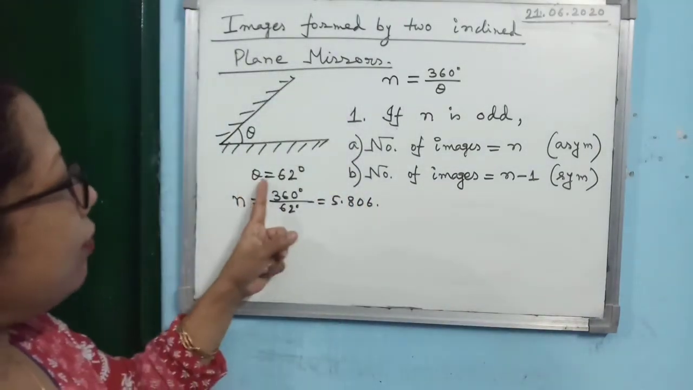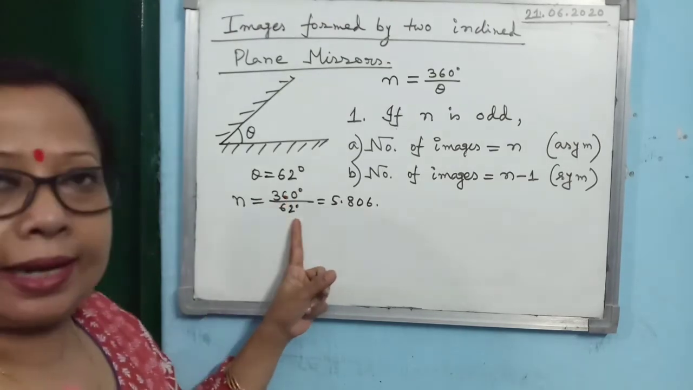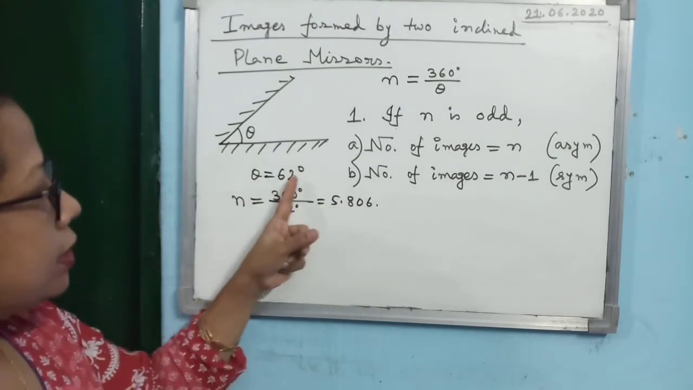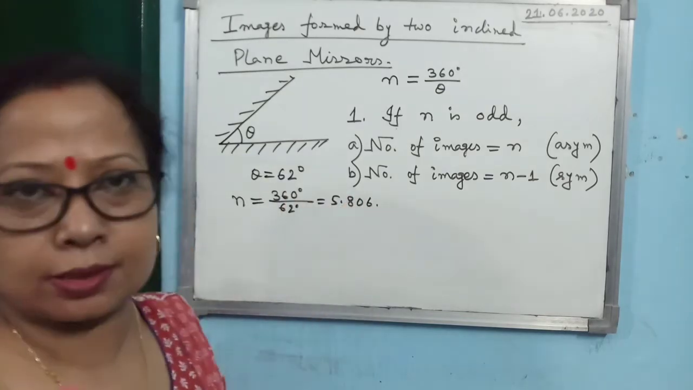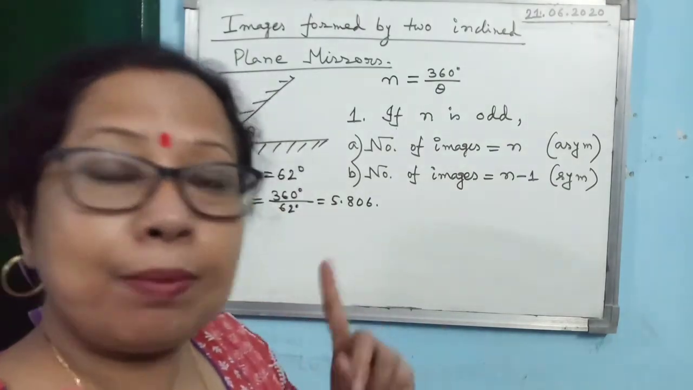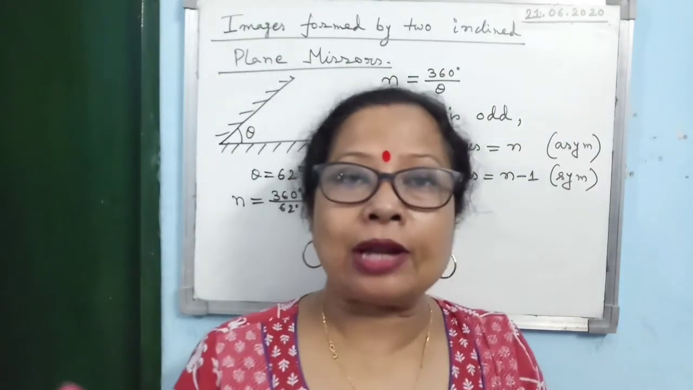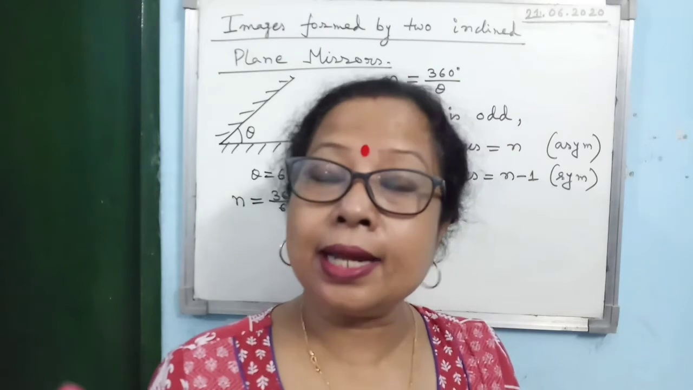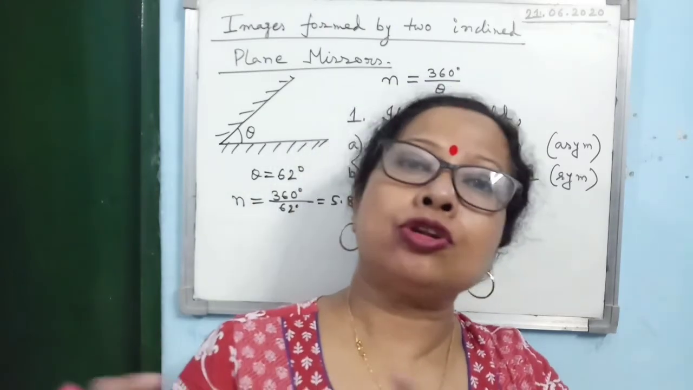Now here is another very important concept. Suppose the theta value is 62 degrees. When you divide it, the value comes in decimal. Just see, if it is 62 degrees, then it comes to 5.806. Alright. In that case, what to do? Remember, it is not possible to produce 1/4 of an image, half of an image, or 1/3 of an image. Either a full image will be produced or it will not be produced.